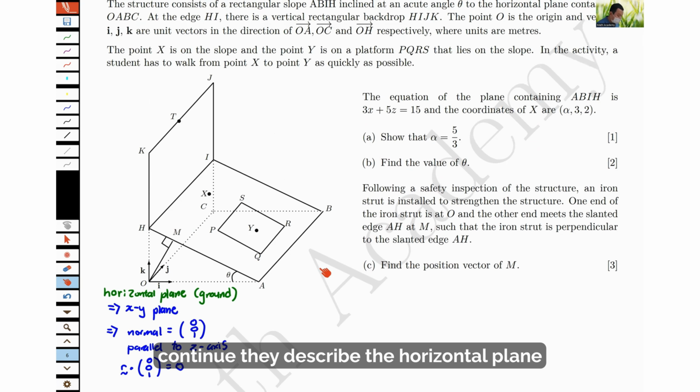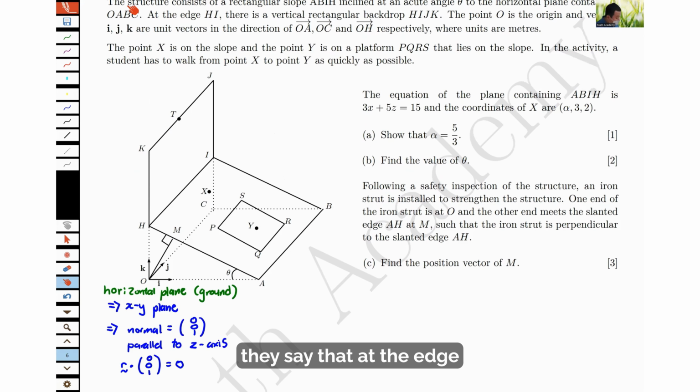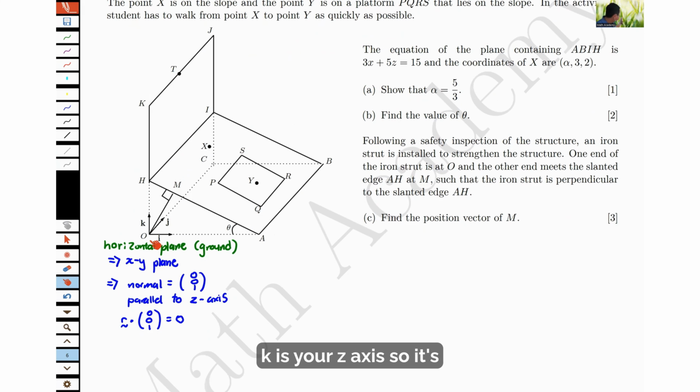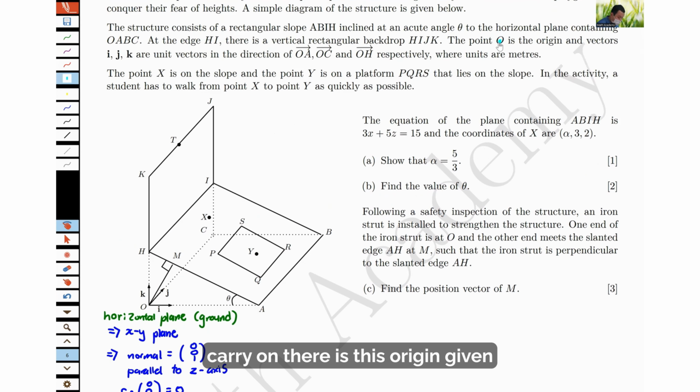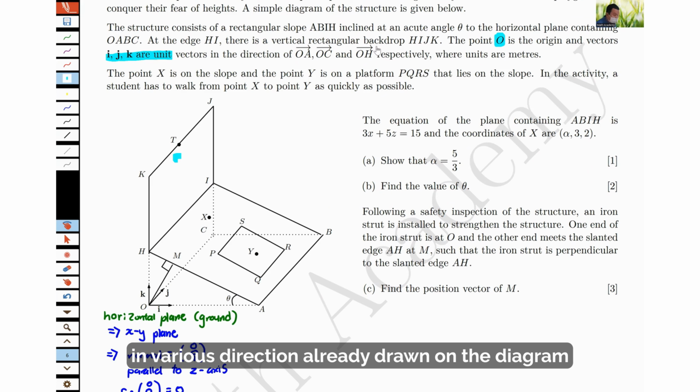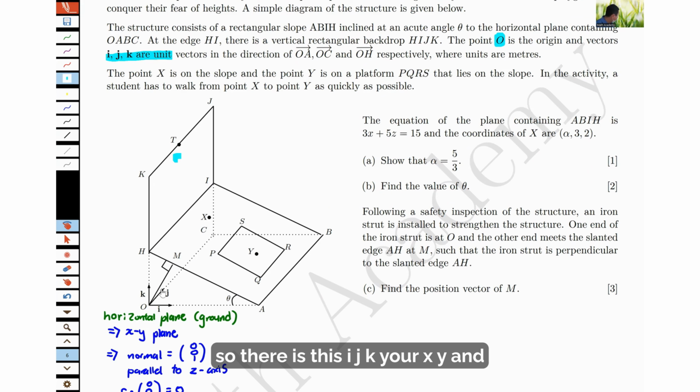Okay, so we continue. They describe the horizontal plane. They say that at the edge HI, which is here, there is a vertical backdrop. So this is that vertical backdrop. Vertical because it is parallel to the k vector. k is your z-axis. So it's vertical. They then carry on. There is this origin given, and there are vectors i, j, k, which is your usual i, j, k, pointing in various directions already drawn on the diagram. So there is this i, j, k, your x, y, and z.